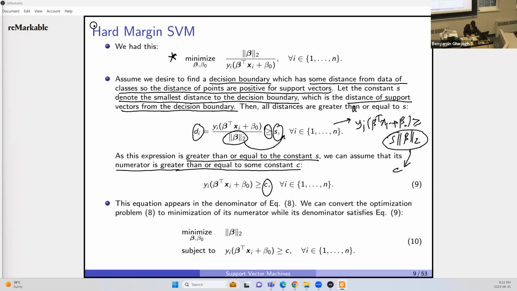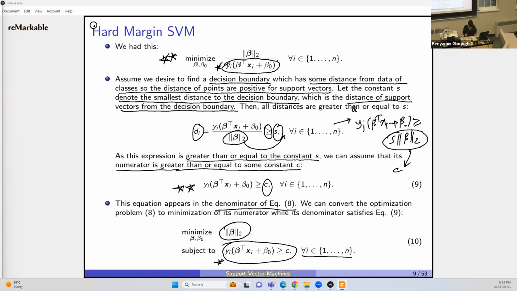Now this equation appears in the denominator of equation 8. Where was this? It was equation 8. This is exactly what we have, right? The denominator. We can convert the optimization problem 8, which I have repeated here, to minimization of its numerator while its denominator satisfies equation 9. Do you agree? So I'm minimizing a fraction. I just proved that the denominator should be greater than or equal to C. So let me minimize the numerator and use this as a constraint for the denominator. So I'm minimizing the L2 norm of beta, and the denominator, which we had here, should satisfy equation 9, and I put it as the constraint.